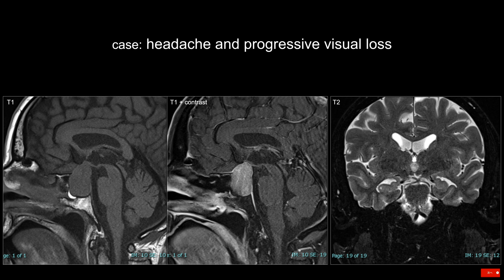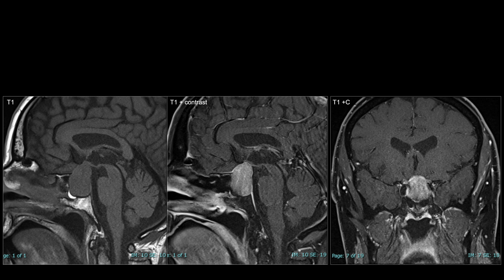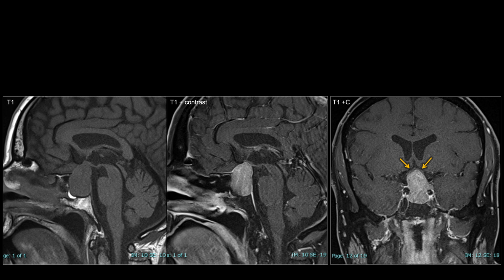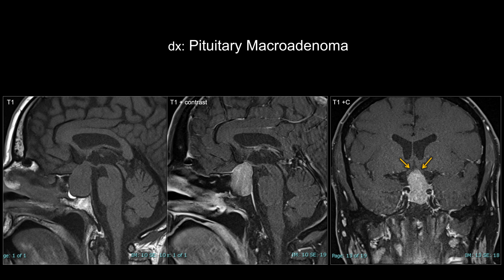And here again, post-contrast, you can see that the optic chiasm is markedly compressed and elevated, and compare that to a normal patient where the infundibulum should be nice, thin, and midline, and the optic chiasm should not be compressed. So this is a case of a pituitary macroadenoma.